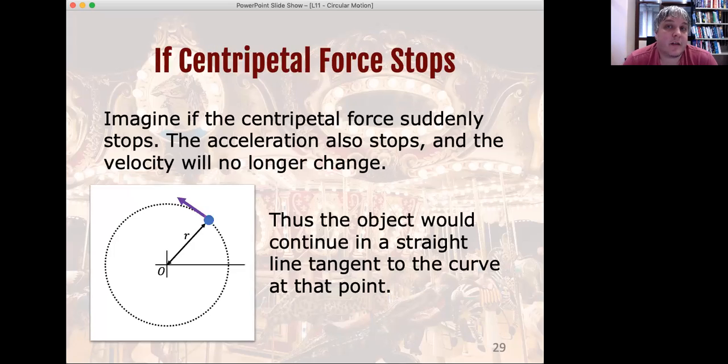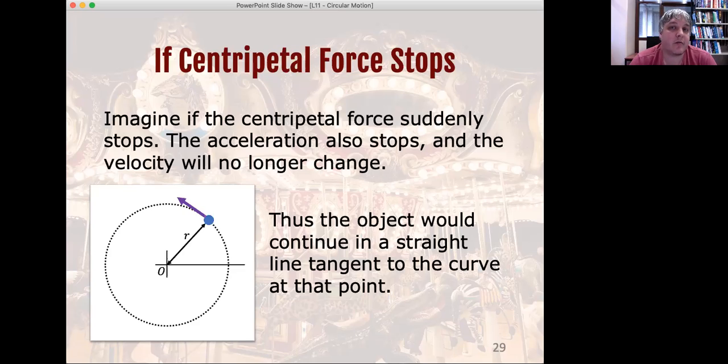Imagine that you've got something that is traveling in a circle, so it's experiencing a centripetal force, and then imagine that that centripetal force suddenly stops. What's going to happen? Well, that acceleration suddenly stops as well. Then the velocity will no longer change, by Newton's second law. If you've got no net force, you've got no acceleration, and you've got constant velocity.